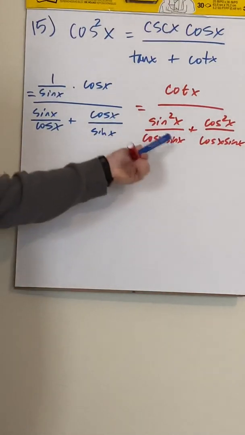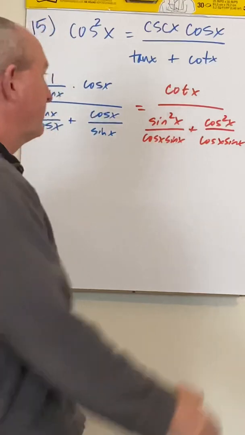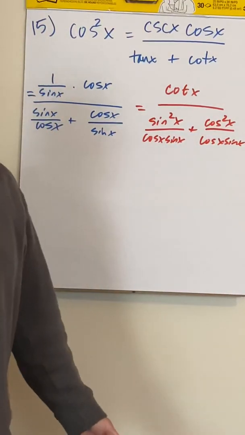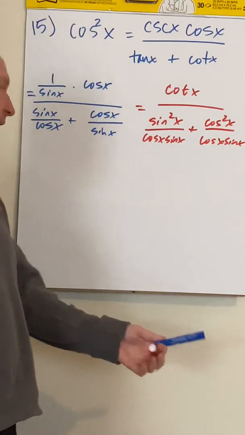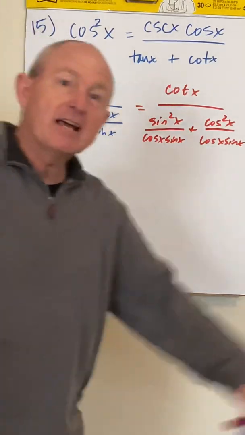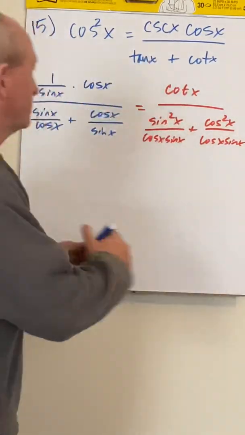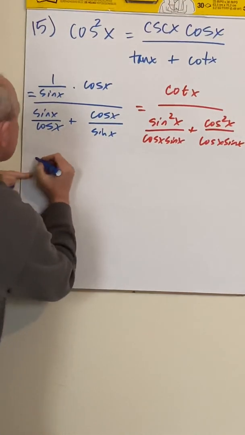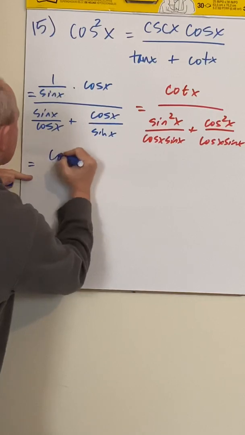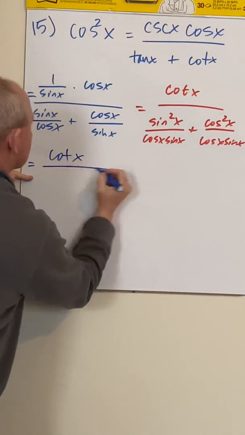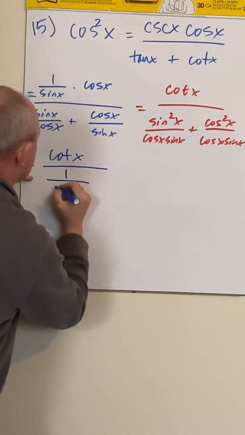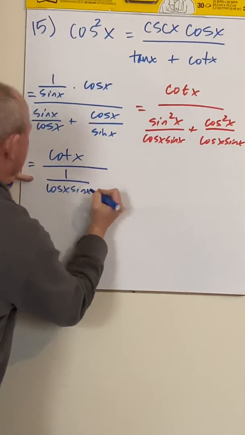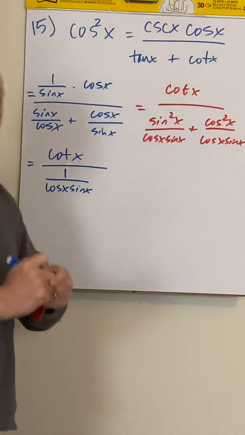All right, now we have a common denominator, which is what we have to do. We've got a common denominator in the bottom, so we're going to be able to add those numerators. And lo and behold, sine squared x plus cosine squared x, that's equal to 1. So there's our new fraction.